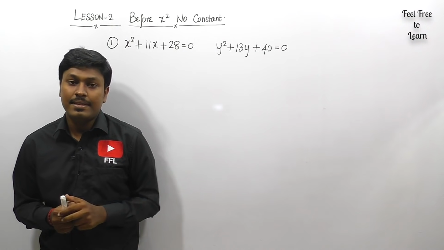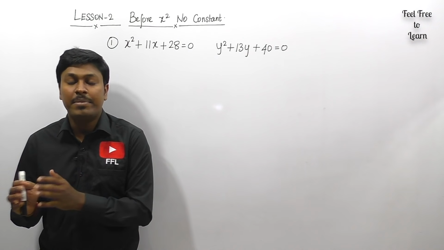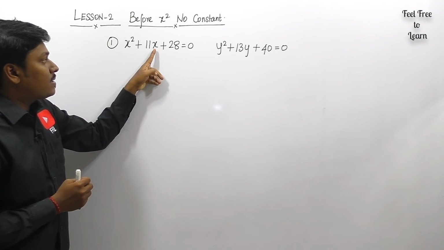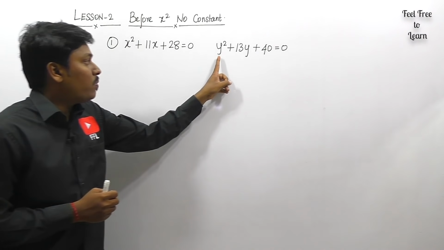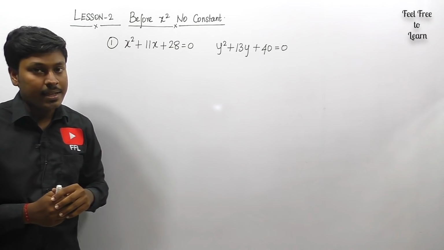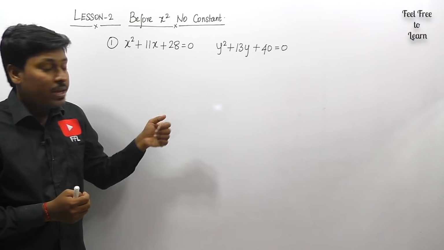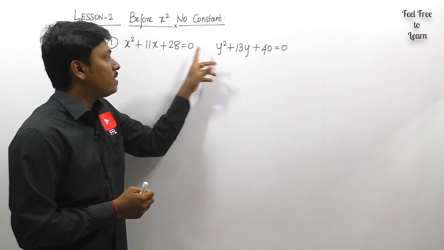So friends, in this lesson number 2, we are going to solve a quadratic equation that is based on type number 1. So friends, listen carefully. So here it is x square, x and a constant. So we can say this equation is a quadratic equation. Similarly, y square, y and a constant. So we can say that the y term is also a quadratic equation. So friends, this is called type number 1 quadratic equation. Why? Because before x square there is no constant, and similarly before y square there is no constant.